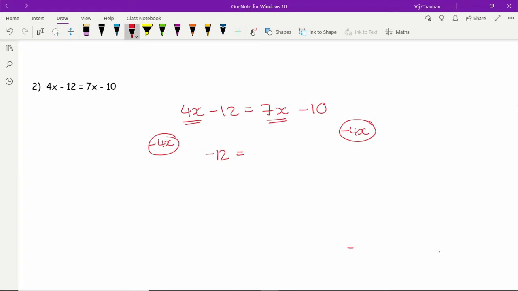7x take away 4x is 3x minus 10. And then I'm going to get rid of this minus 10 by adding 10. So here I've got minus 12 plus 10 is minus 2 equals 3x. And then I'm going to get rid of the 3, and the 3 is multiplying with x, so the opposite of that is to divide by 3. So all I'm left with is minus 2 over 3 equals x.